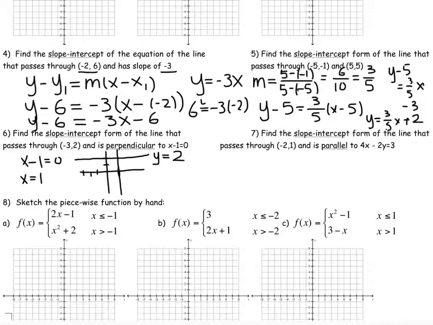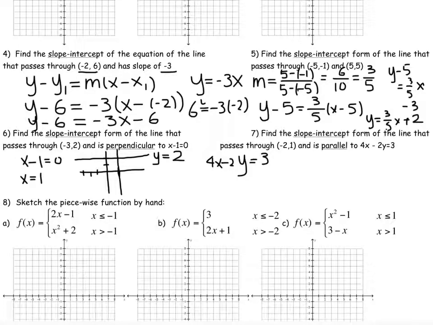Number 7. Find the slope-intercept form of the line that passes through negative 2, 1 and is parallel to 4x minus 2y equals 3. This time you have to make sure the given equation 4x minus 2y equals 3 is converted into the slope-intercept form in order for you to read out the slope information. Just because you are given a line, the number in front of your y is not going to be your slope. You have to make sure it's in the slope-intercept form. So let's do that first. 4x minus 2y equals 3.